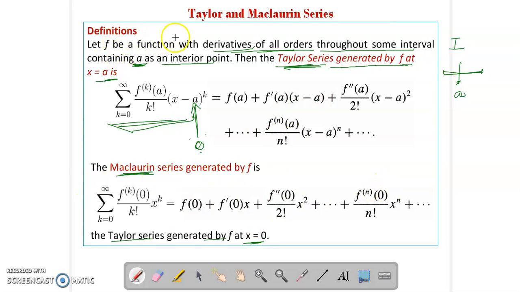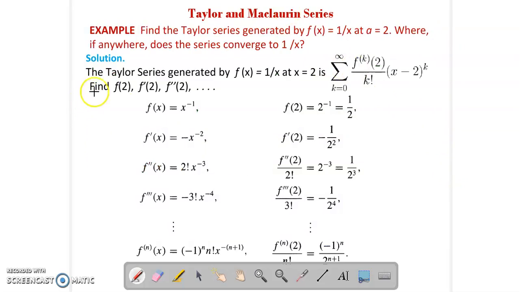So we say that the Taylor series for a function is defined when the function has derivatives of all orders throughout some interval containing a as an interior point. In that case, we can write a Taylor series generated by that function at some point, right? So let's see an example.